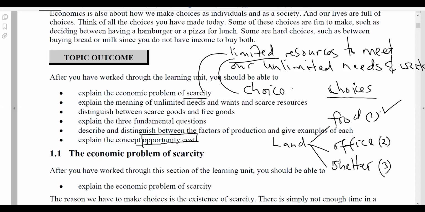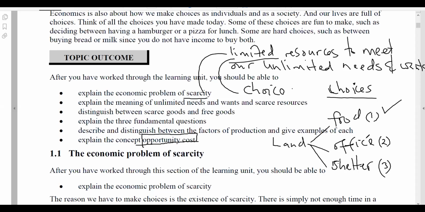Remember we have ranked our choices. Food is the best, followed by office, followed by shelter. So we are saying, if you did not produce food, you could have gone for an office block or a shelter. But what you're calling an opportunity cost, let's say you go ahead to produce food. The opportunity cost of this course of action, that is the production of food, is expressed in terms of the next best alternative use of resources.